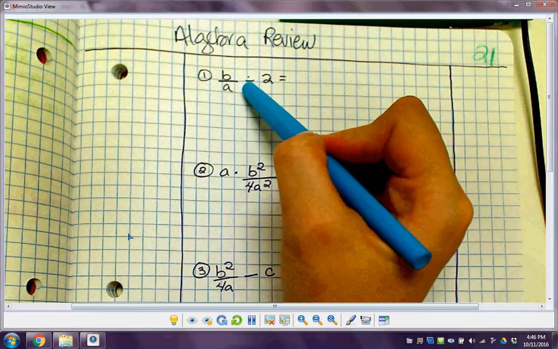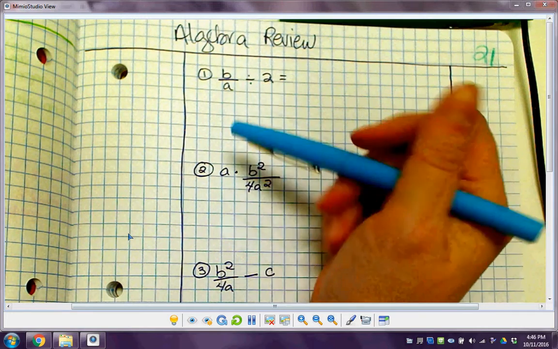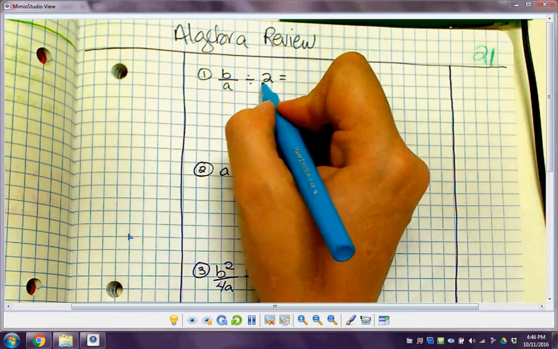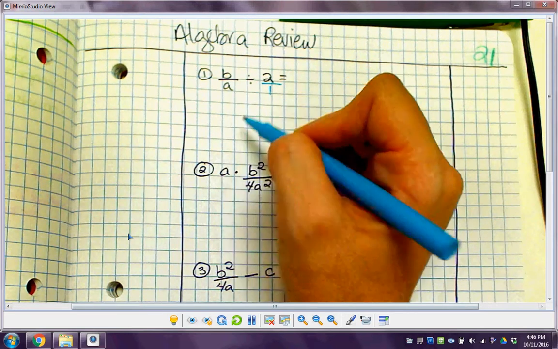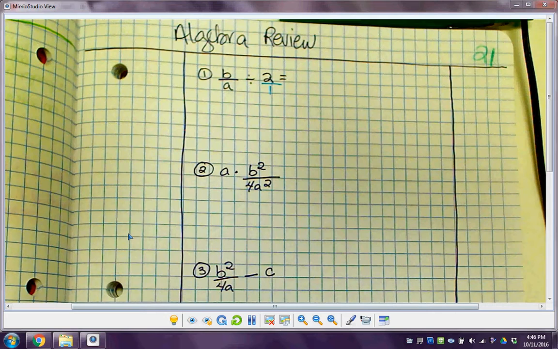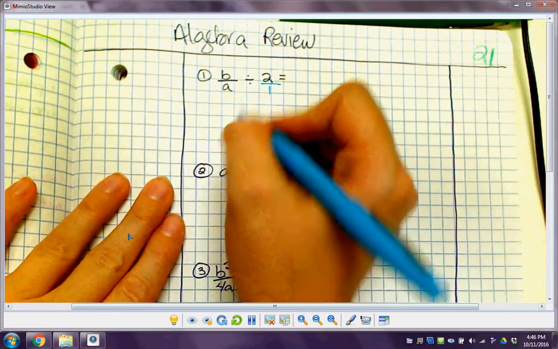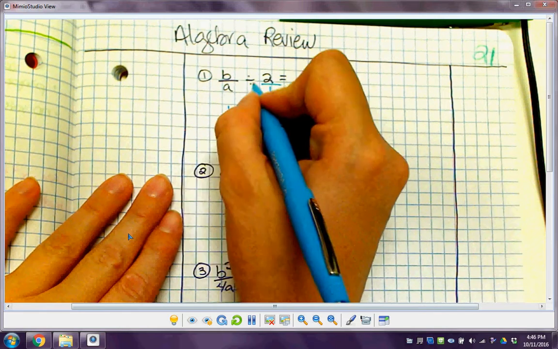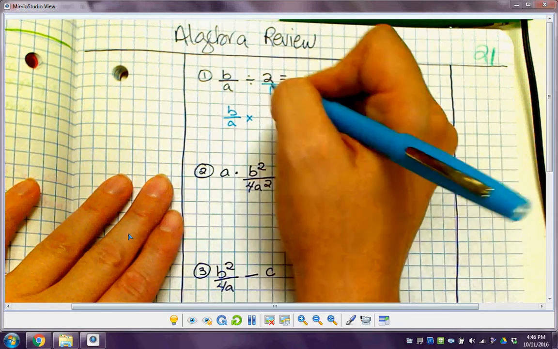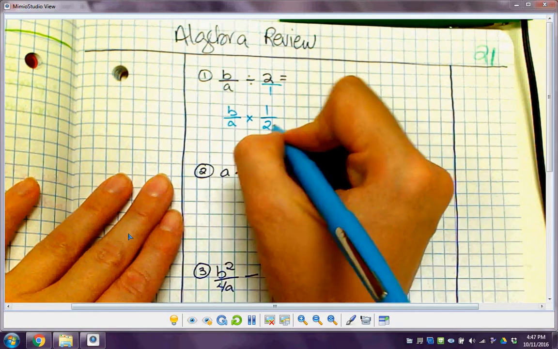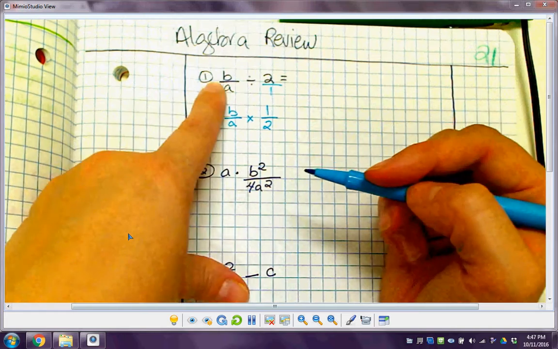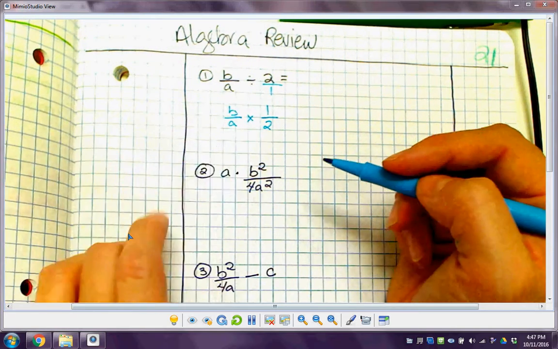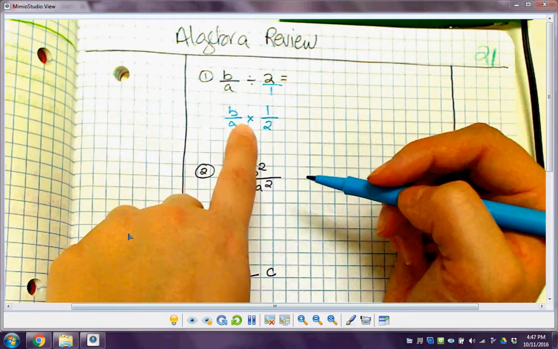B over A divided by 2. Well, 2 is a fraction. So this is simply a fraction divided by a fraction. Now, it's probably been a while since you've had to divide fractions by hand, but there's a simple rule. You keep your first fraction, you change division to multiplication, you flip the second fraction. So B over A divided by 2 is simply B over A times 1/2.